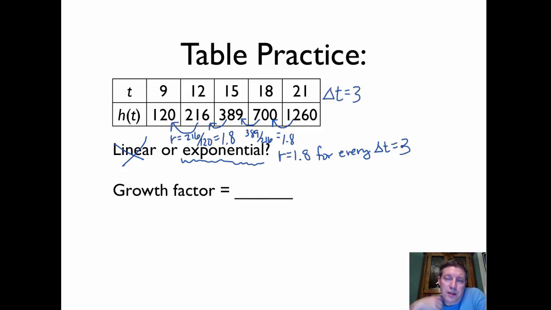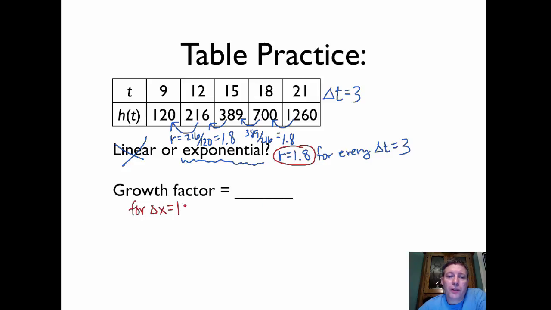The next question is, what's the growth factor? 1.8 is not the growth factor. 1.8 just allowed us to check to make sure this was exponential. We have the same ratio for the same interval of t. But remember, the growth factor is what you multiply by every time t increases by 1. So the growth factor is for when delta x is 1, and we don't have that number yet.